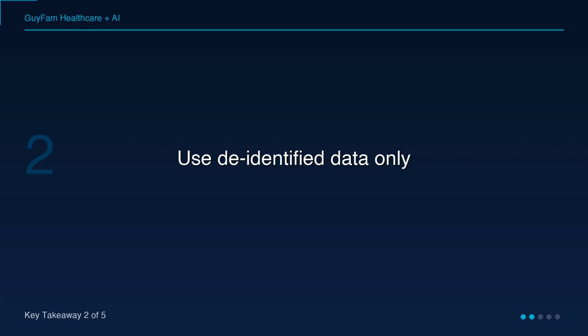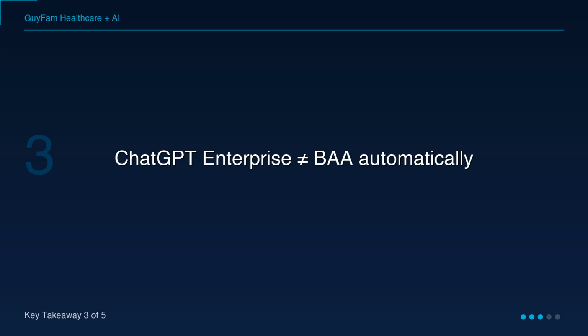Number 4. De-identified cases. If you remove all 18 HIPAA identifiers, name, date of birth, specific dates, geographic data smaller than state, and so on, and you're using a hypothetical or fully de-identified case for educational purposes, that is not PHI. Some clinicians use this approach for complex case analysis, though it requires careful de-identification.